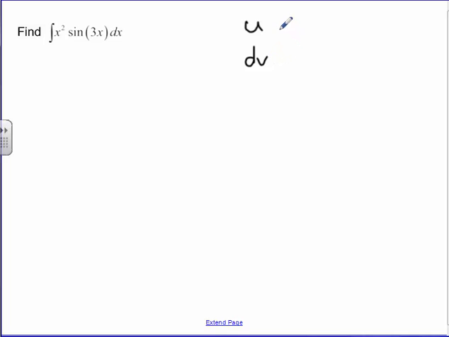Well, like on this one here, you really have two choices. Either u is going to be the x squared and dv is going to be the sine of 3x, or it's the other way around. And sometimes you just have to try both of them and figure out, well, which one is going to be the one that can help me solve.